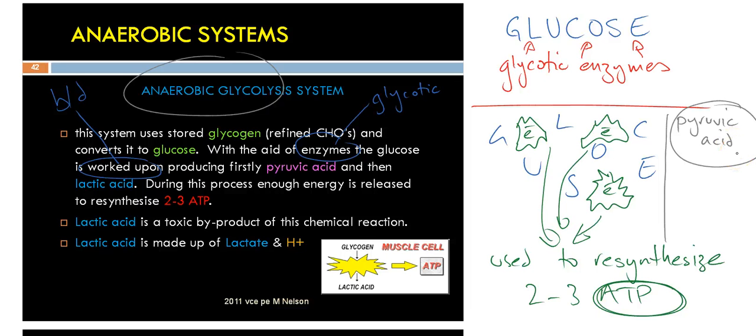So it sits there. As it sits there, it becomes lactic acid, which is lactate and hydrogen ions. And we know that it's the hydrogen ions that are the fatigue-causing byproduct.